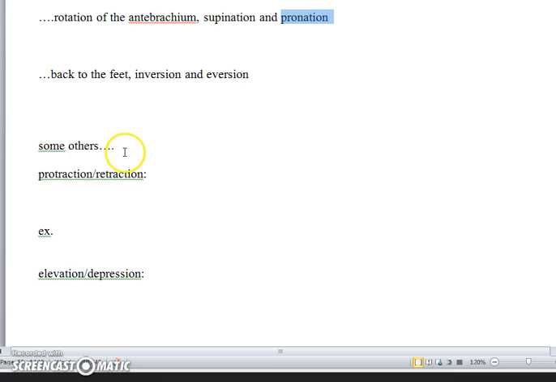All right, back to the feet. Inversion and eversion. Again, guys, do the pictures in your book. Inversion is when you turn the sole of the foot medially. So inversion, sole of foot medial. Eversion is sole of foot lateral. All right, so inversion, sole of foot medial. Eversion, sole of foot lateral.